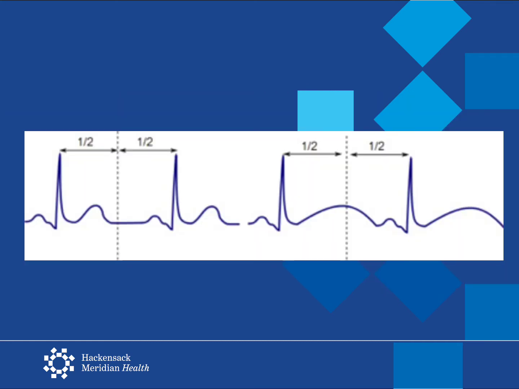This is better graphically demonstrated here. On the left you see two R-to-R intervals with the QT interval clearly within the 1/2 range. On the right you see the QT interval clearly going over half of the R-to-R ratio. That would be a prolonged QT interval.